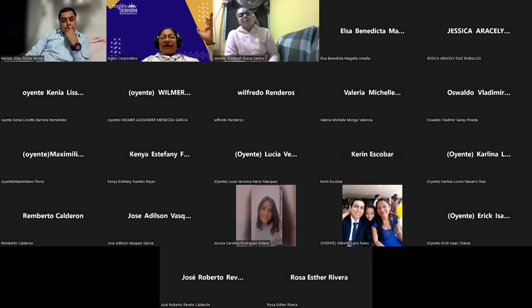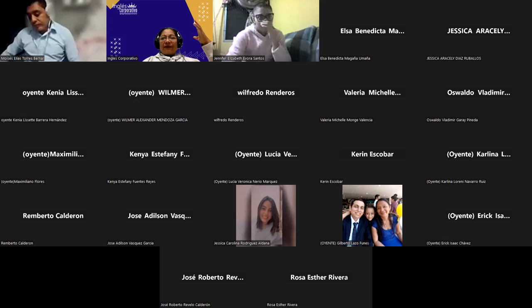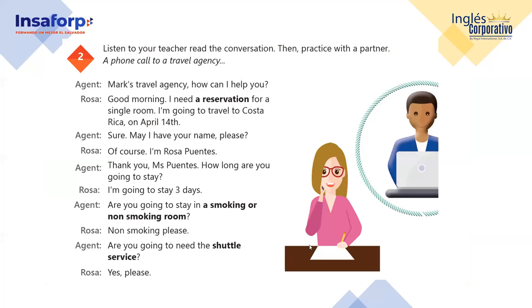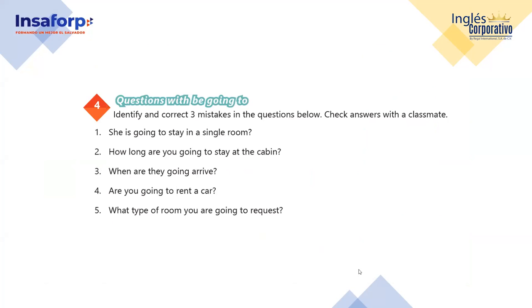So with this, we have done the review from the present, the be going to, right? Let's see. And of course, this is the conversation that we got from the unit. And now let's see. I know that we have already corrected and identified some mistakes. Now, which are the mistakes in here? We have 3 mistakes in the equations below. Check which are those that we have.